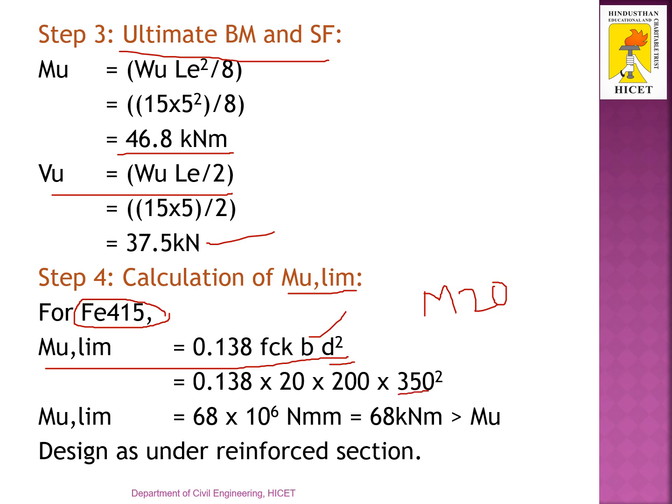Substituting all these values, we get the value of Mu limit is equal to 68 into 10 to the power 6 Newton mm. In terms of kilonewton meter, 1 into 10 to the power 6 Newton mm is equal to 1 kilonewton meter. So 68 into 10 to the power 6 is equal to 68 kilonewton meter. This value is greater than our moment 46.8. Hence our section is an under reinforced section, so it is going to be designed as an under reinforced section.